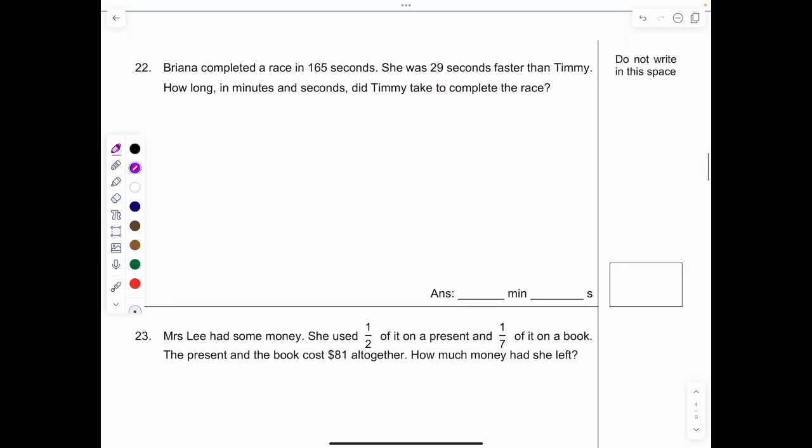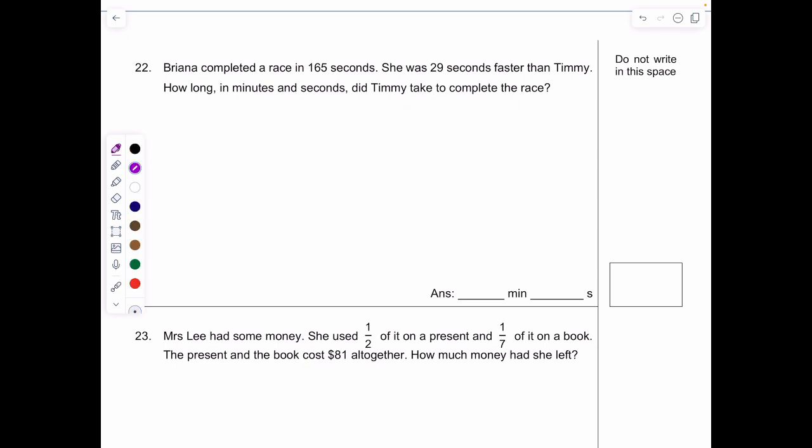Next, 22. Brianna completed a race in 165 seconds. She was 25 seconds faster than Timmy. How long in minutes and seconds did Timmy take to complete the race?